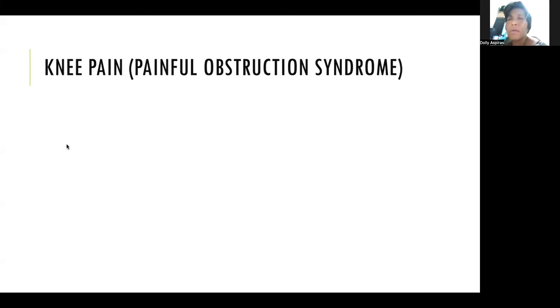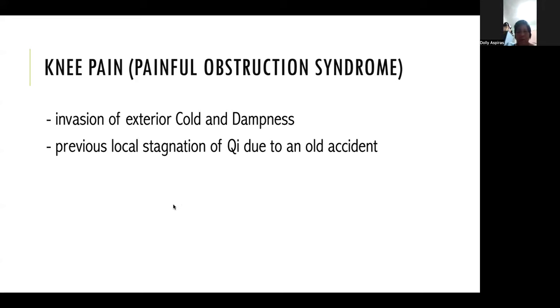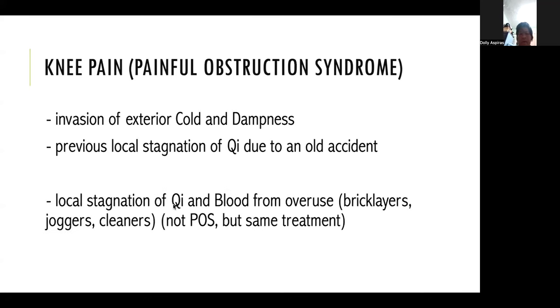Painful obstruction syndrome of the knee often occurs from a combination of factors. And what are these factors? The invasion of external cold and dampness, and a previous local stagnation of qi due to an old accident. Okay, so if you had injuries before, we consider that as painful obstruction syndrome.